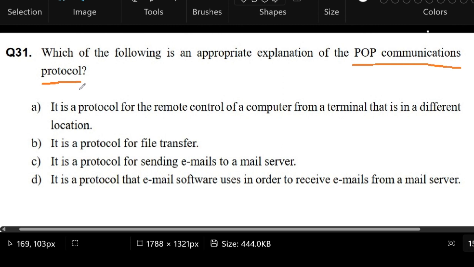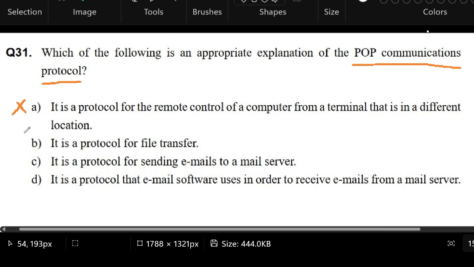Actually, for this question I was able to narrow down the choices to two. For letter A, this one is of course not POP communications, saying that it's a protocol for the remote control of a computer from a terminal that is in a different location. So this is something else. It could be one of those remote access tools, like if you're using Linux, you can use the SSH command to access another Linux computer in the network, and it could be in a different location as long as it's connected to the network. But this is not necessarily the POP communications protocol, so we put an X mark here.